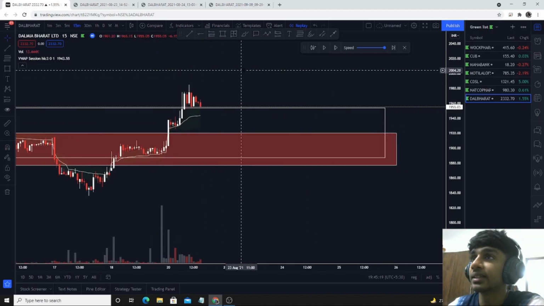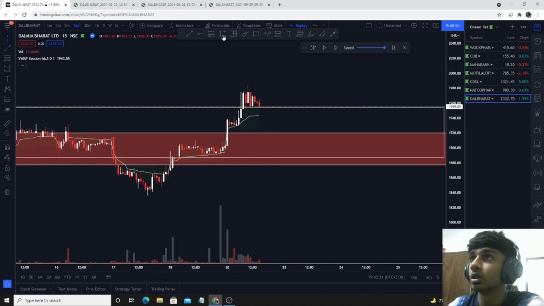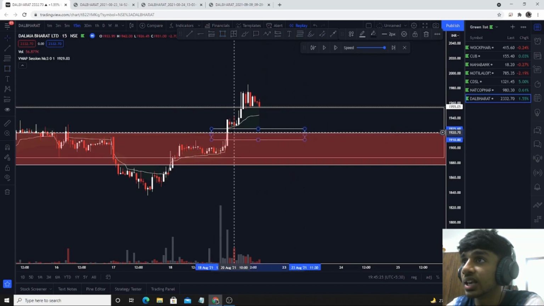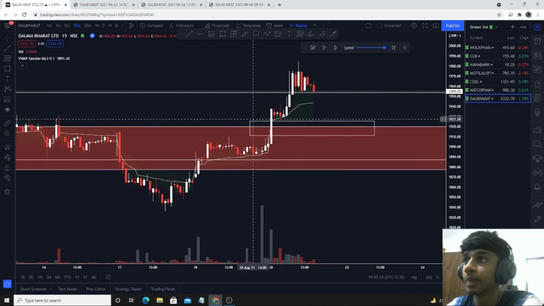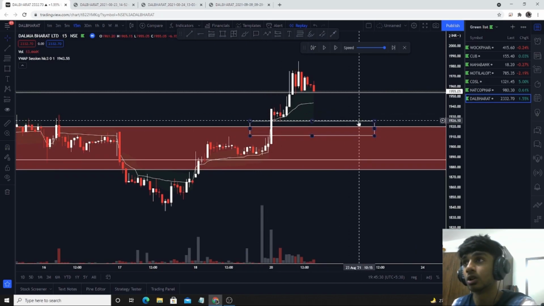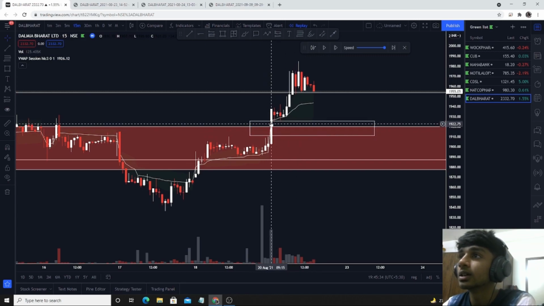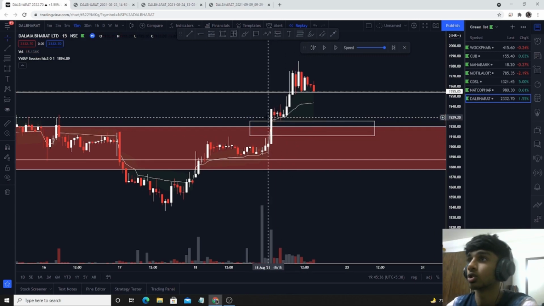So I see that there are no imbalances over here. There is a tiny little imbalance in these areas. So this area where there is no wick is an imbalance. It is again a different topic which I will make a video on, and this is the imbalance which I was looking for the stock to cover.